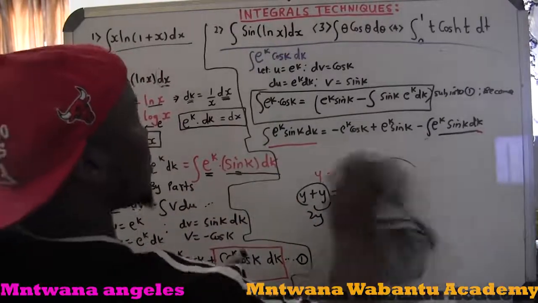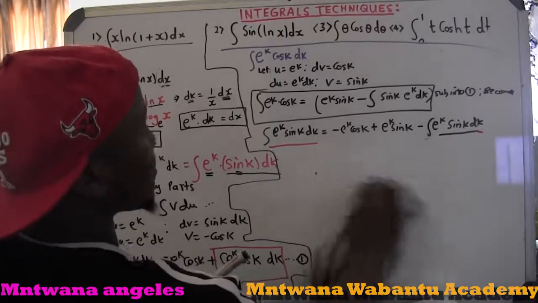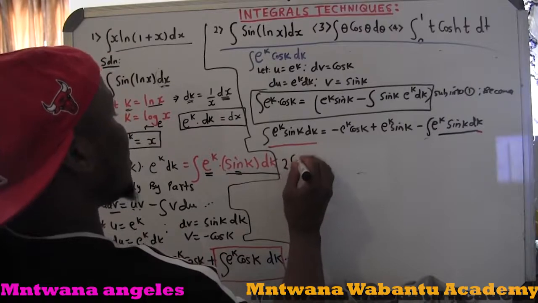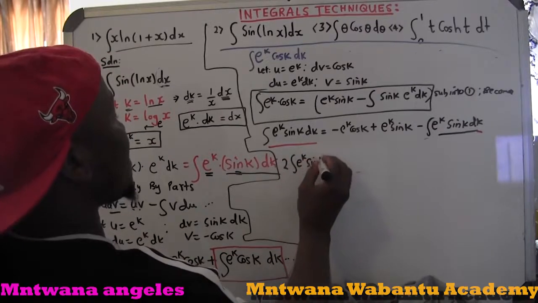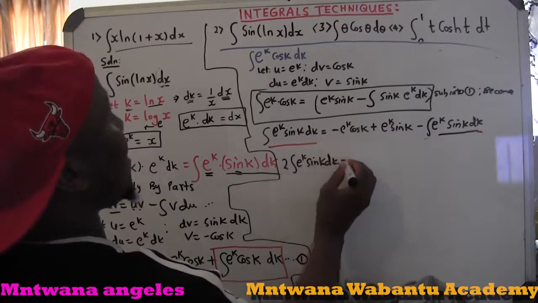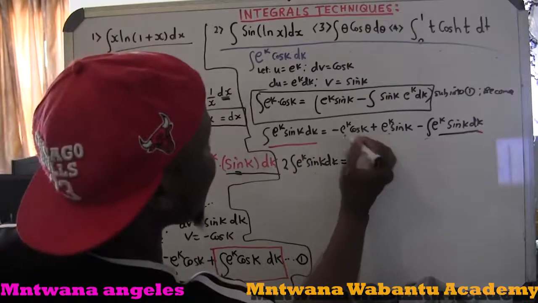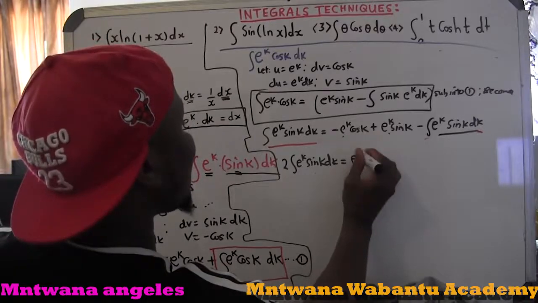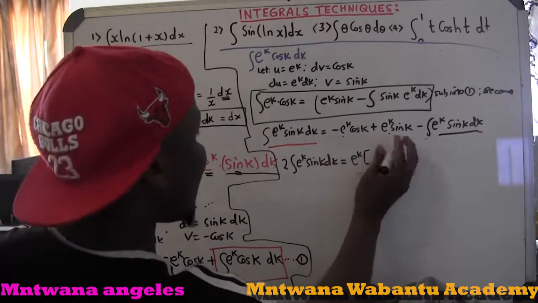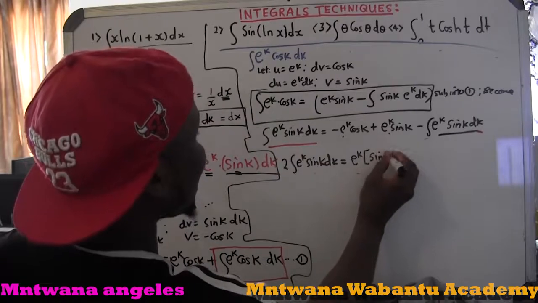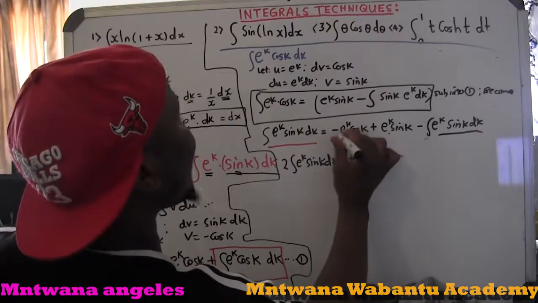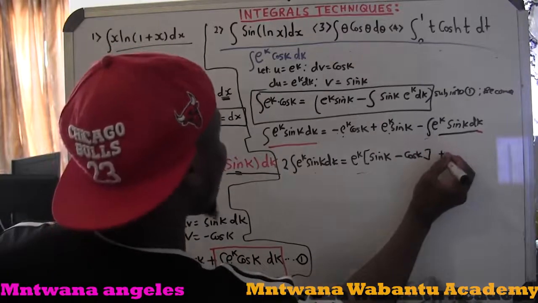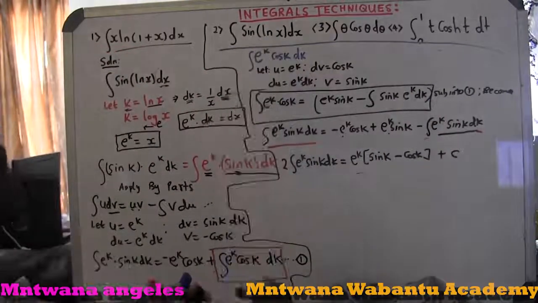Okay, so now when this one comes to the left, it's going to be 2 integral e^k sin k dk equal to these, and these are the same. I can take e^k out, and here it's going to be sin k. I start with the positive, and then it becomes negative cos k, and then we add a constant. Why? Because you don't have a limit for this question.